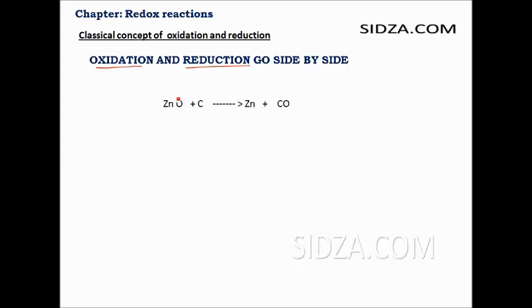Like in this example, zinc oxide reacts with carbon to form zinc plus oxygen. What we find here is that oxygen is lost from the zinc oxide and it changes into zinc. So in this step, zinc oxide loses oxygen, and loss of oxygen is called reduction.